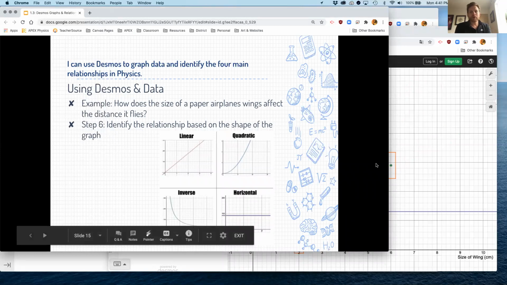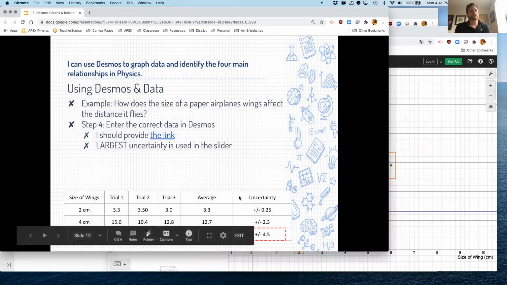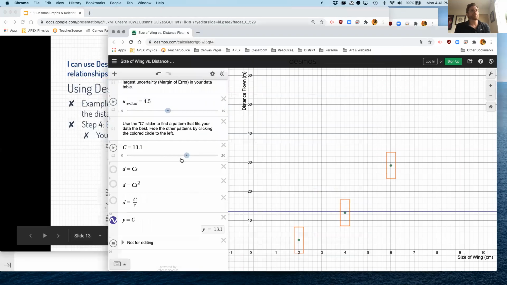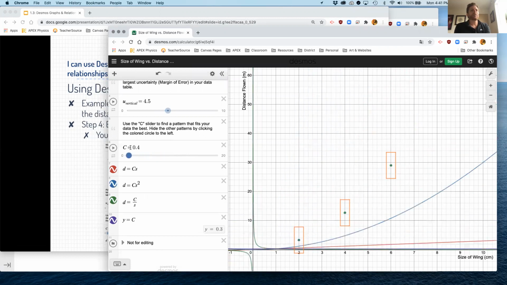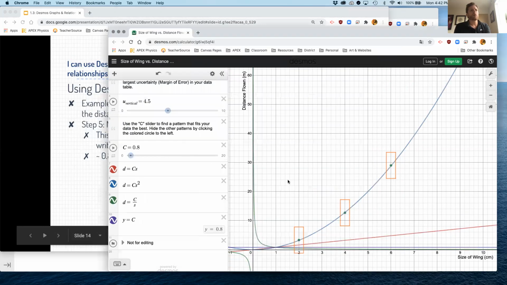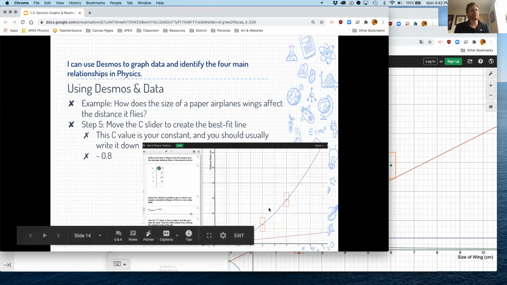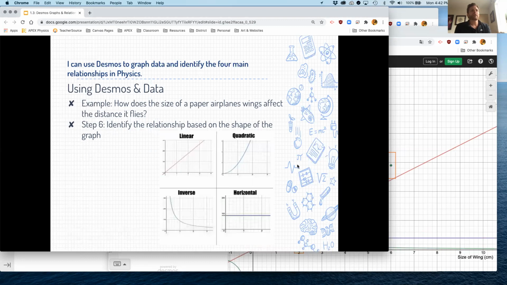So anytime we do an experiment, we calculate the averages, calculate the uncertainties, put them into the graph, and then we move this C until we can get something where one line goes the best in between them all. And then what we say is, oh, this right here is quadratic, okay? Or maybe it's linear. See, it doesn't quite work with linear. Linear, it doesn't enter the boxes very well. Maybe a little, but not very well. Definitely better with quadratic. So that's how we use Desmos to determine the relationship type.